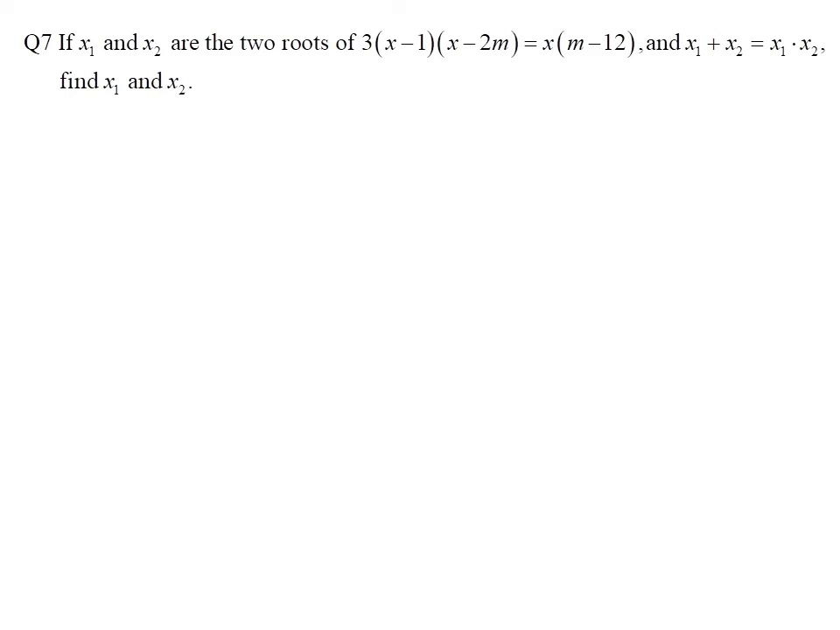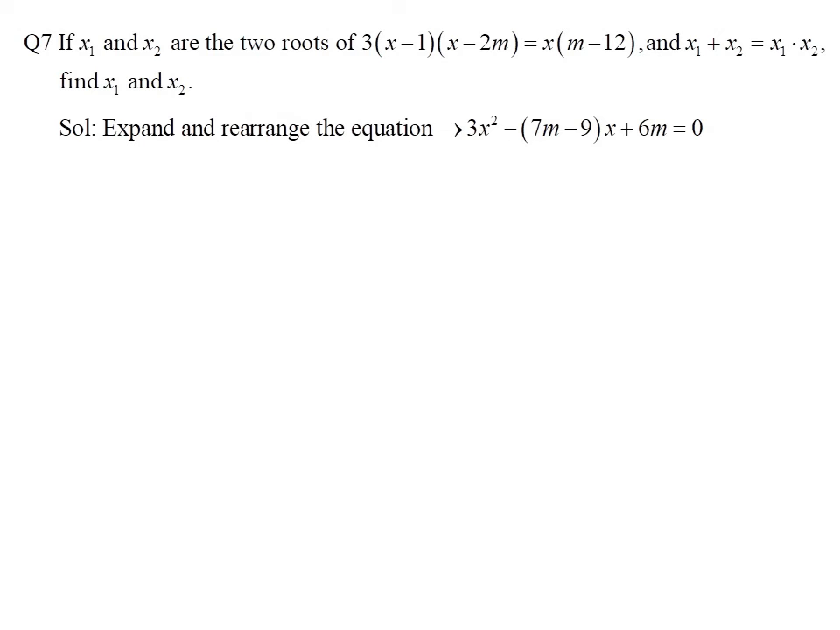Question 7 shows us a quadratic equation with an unknown m. The question is to find the roots of this equation given the criterion that x1 plus x2 equals x1 times x2. Here x1, x2 are the two roots of this equation. The first step is to rearrange the equation by moving all the terms to the left-hand side of the equation and then sort out all the terms such as quadratic, linear, and constant terms.